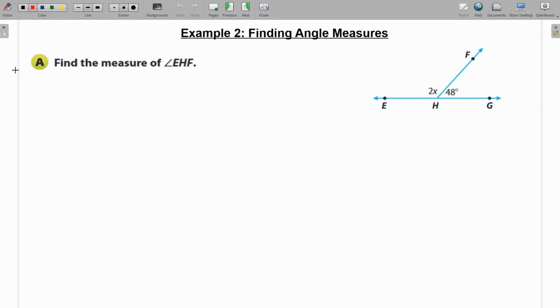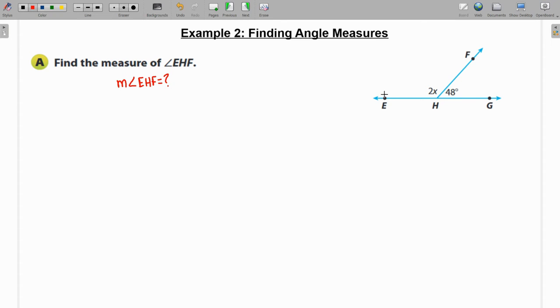So in example 2 of section 8.4, we're asked to find angle measures. And in this particular problem, we're asked to find the measure of EHF. Now, if we look at this here, the measure of angle EHF, we could have written that as the measure of angle EHF, like so. Okay, that's what we're actually looking for.